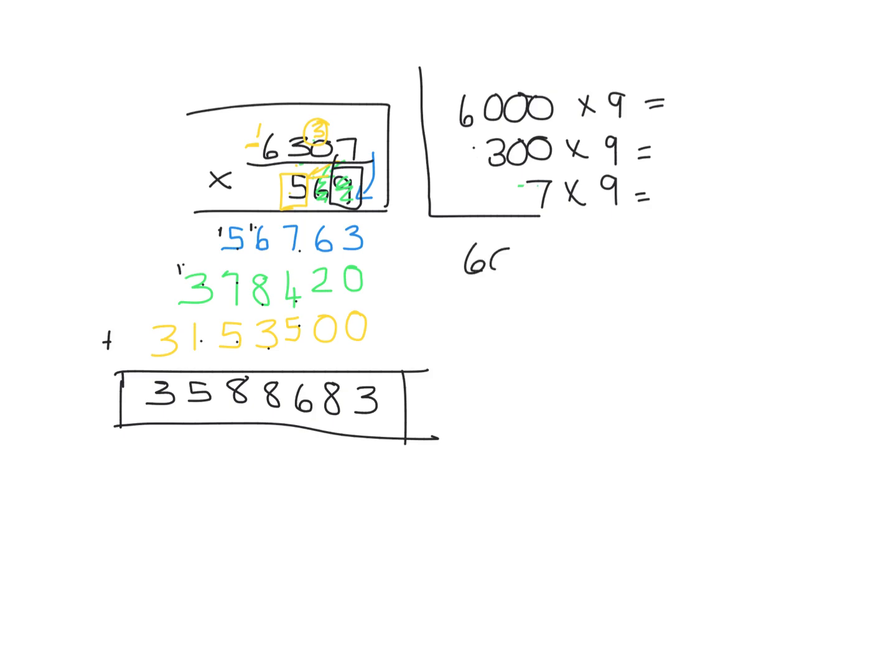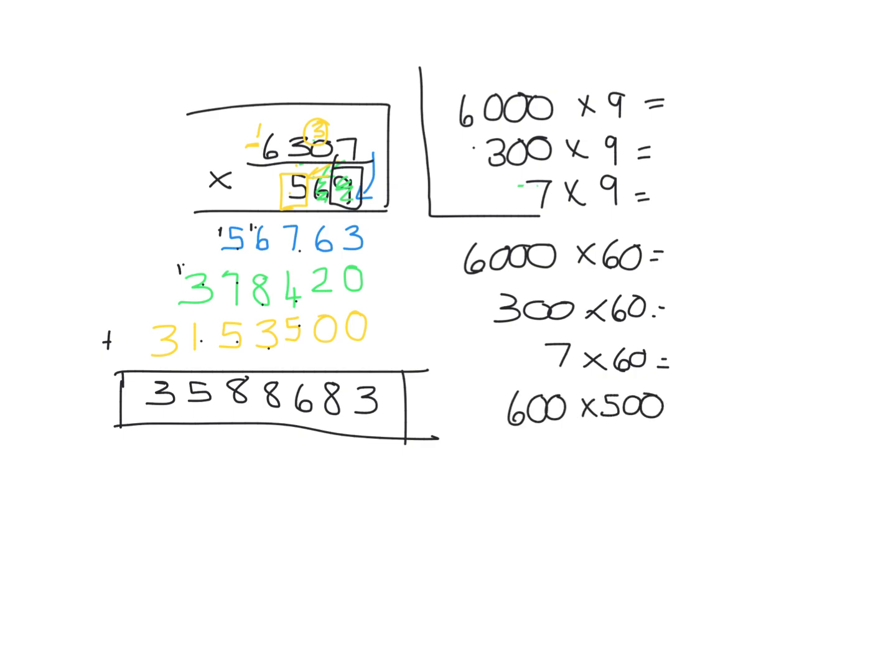Then you would have had to say, now I have to say 6,000 times 60, 300 times 60, and 7 times 60. Finally, you would have had to say 6,000 times 500, 300 times 500, and 7 times 500.